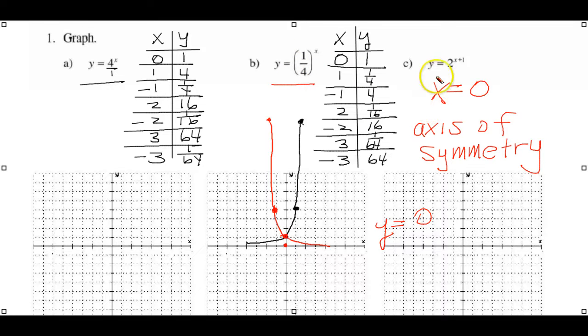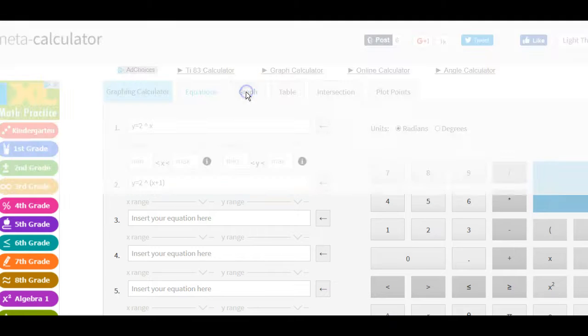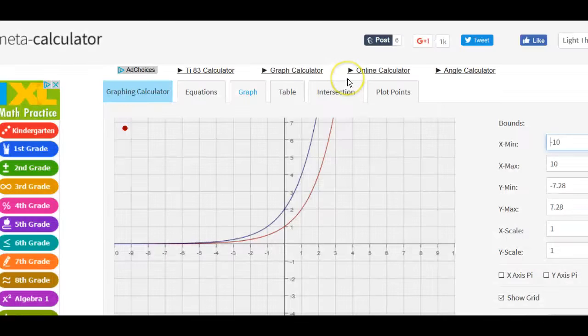Okay, so that was this one. We now have this one to do. So let's think about that. Now, this is another free calculator that's called Meta Calculator. I've put the first equation in, y equals 2 to the x power, and I'm using the caret sign. And then here I'm putting in y equals 2 caret to the x plus 1. So we're going to ask it to graph it, and then we can see what the two graphs look like.